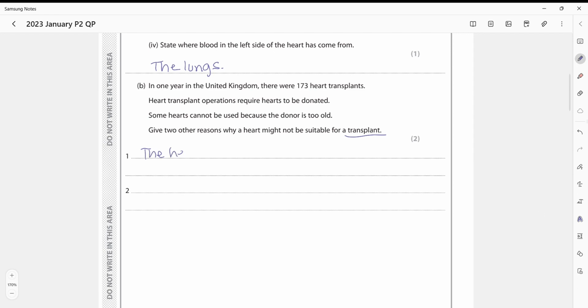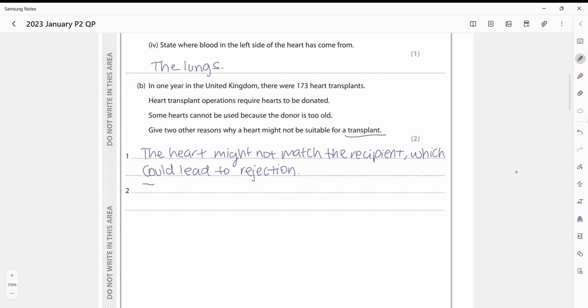So the heart might not match the recipient, which could lead to rejection. And another thing you can also say is that the coronary arteries of the heart may have fatty deposits, and that wouldn't be very suitable for you to transplant that heart into a patient.